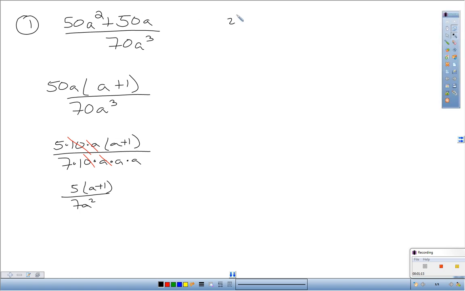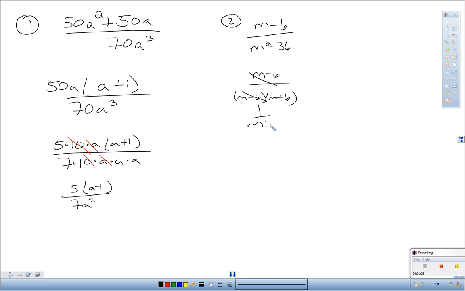For the second problem, it's simplify again, m minus 6 over m squared minus 36. I can factor the denominator, which is the difference of two squares, into m minus 6, m plus 6. The m minus 6 cross out, and that leaves me 1 over m plus 6. And that was number 3, sorry, not number 2. Got to remember the odds.